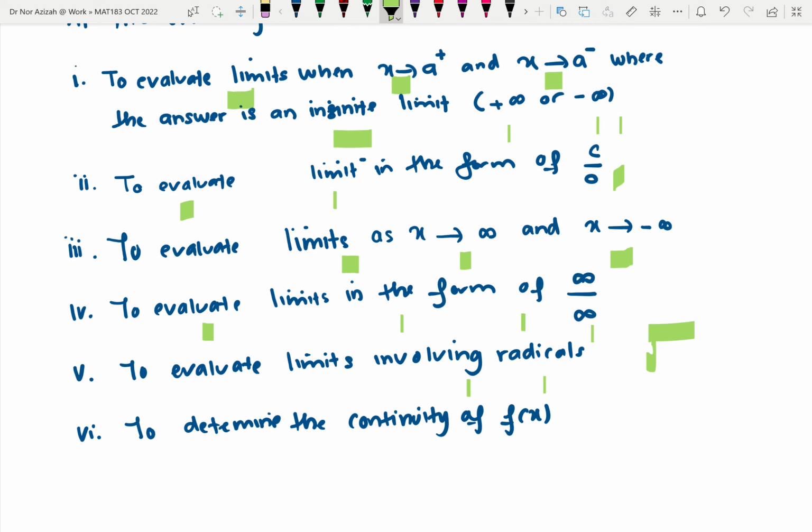Okay, so the last one is to determine the continuity of f(x), right? You have 3 conditions. So if it satisfies the 3 conditions, you can say that the function is continuous, right? So if it does not fulfill one of the conditions, you can say that the function is not continuous.